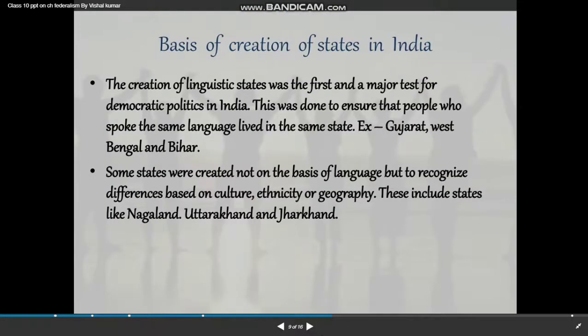What are the bases of creation of states in India? First of all, the creation of linguistic states was the first and the major test for democratic politics in India. This was done to ensure that the people who spoke the same language lived in the same state. Examples: Gujarat, West Bengal, and Bihar. Some states were created not on the basis of language but recognized differences based on their culture, ethnicity, and geography. These include states like Nagaland, Uttarakhand, and Jharkhand.